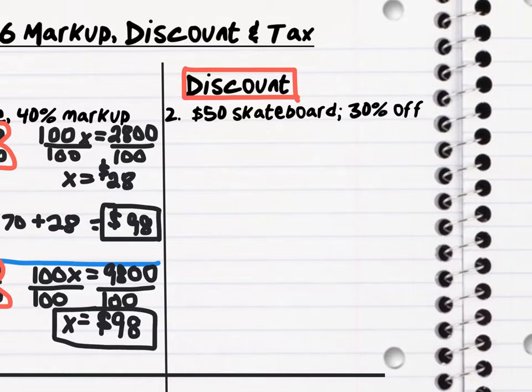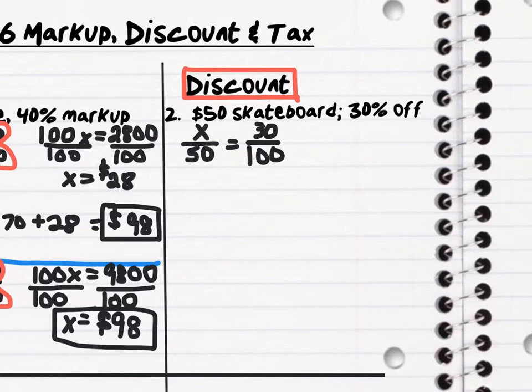Okay, so the discount is when there's an item that's on sale, and you're going to see this type of situation happen a lot in real life, especially when you grow older. You're going to want to save more money. So I'm going to show you how to find the new price of, for example, this skateboard. So we're going to start with our percent proportion again. We have our 100. And then 30 is going to be over 100 because that's the percent. And then the skateboard is 50.